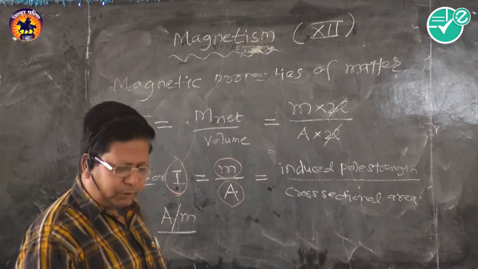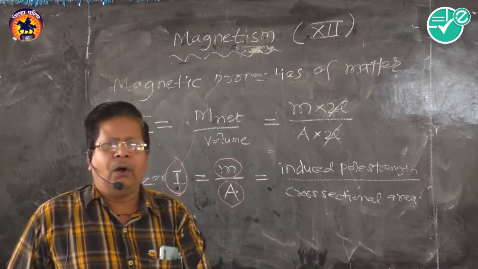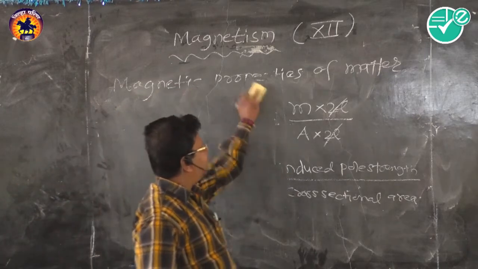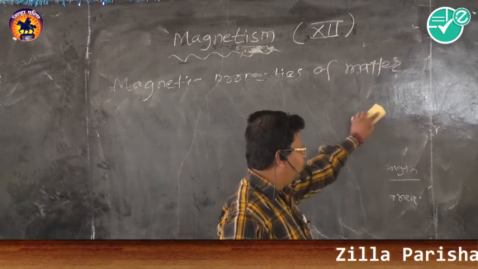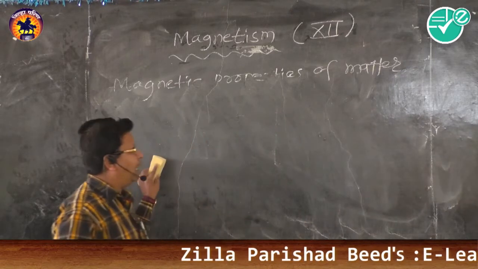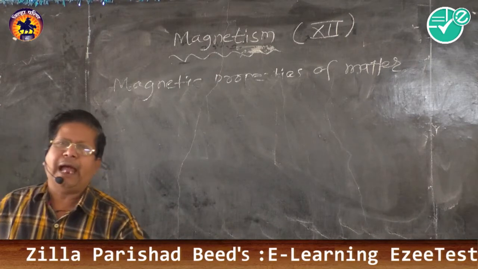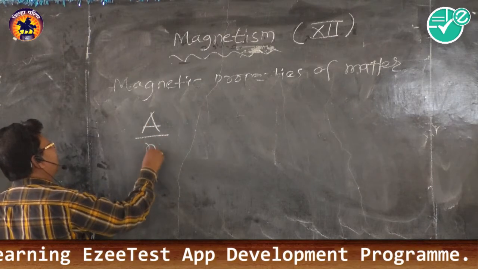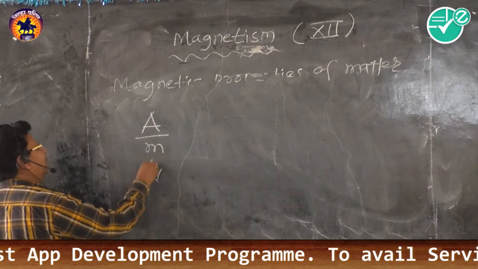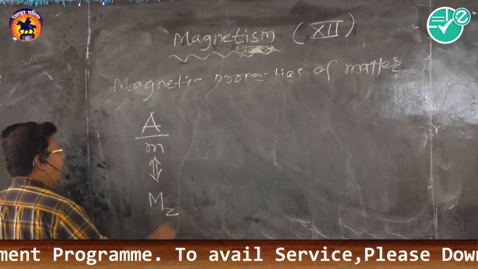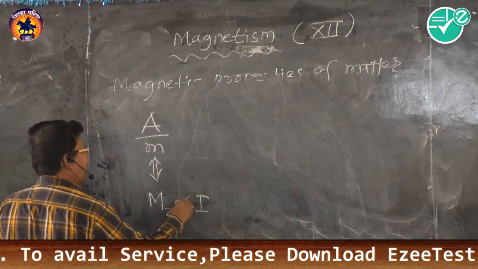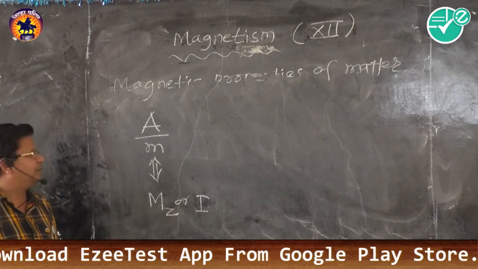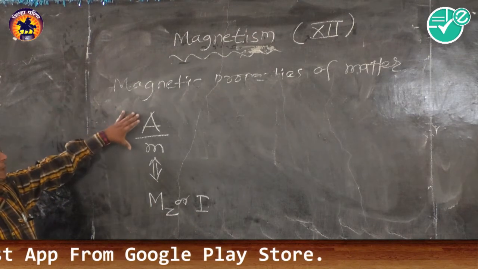Again, from this formula we arrive that MZ is equal to net magnetic moment per unit volume, and its SI unit is ampere per meter. So ampere per meter is the SI unit of MZ, or of I, that is intensity of magnetization.